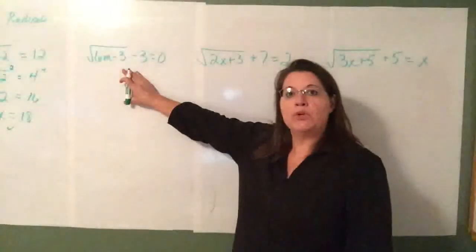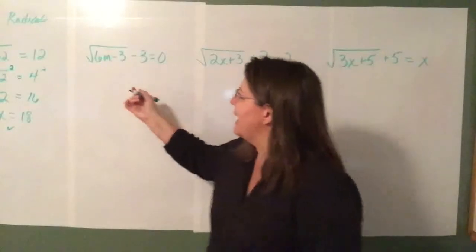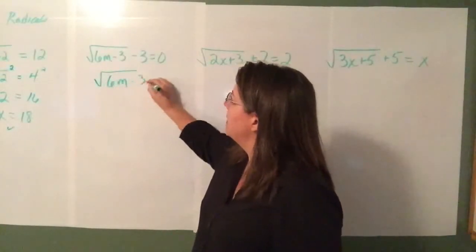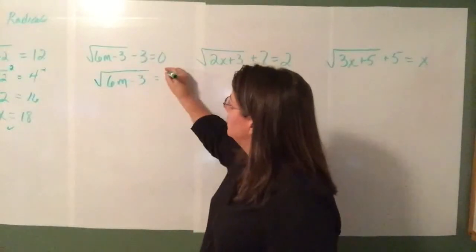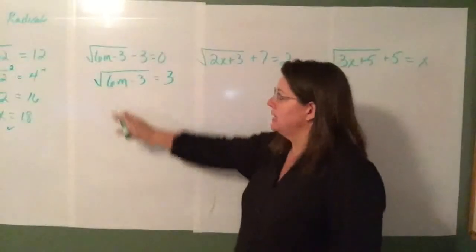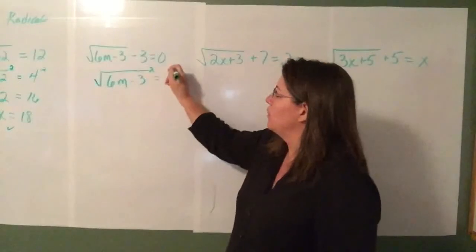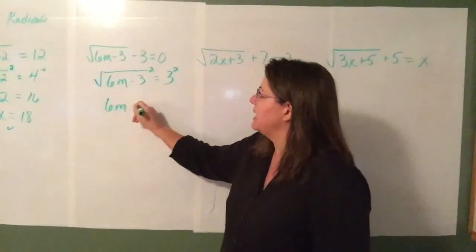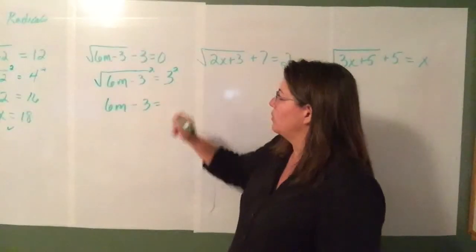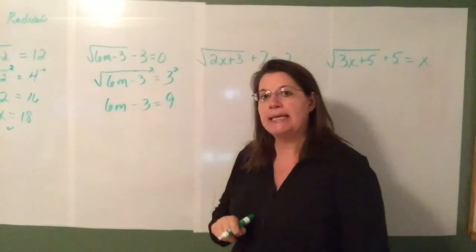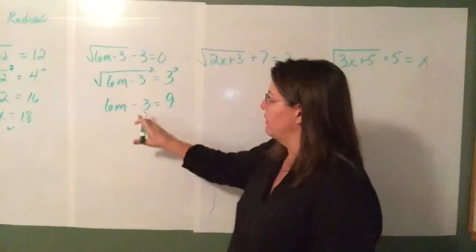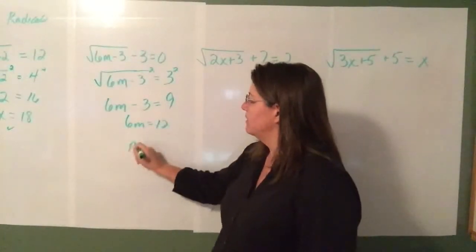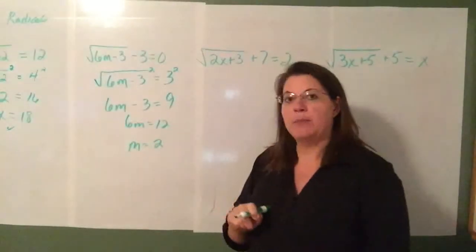In this one, in order to isolate the radical, I'm going to add 3 to the other side. That leaves me with the square root of 6m minus 3 equals 3. Then again, to get rid of the radical, I'm going to square both sides. When I square the left-hand side, I get 6m minus 3. When I square the right-hand side, I get 9. Then I have a simple equation to solve. I'm going to add 3, divide by 6. I end up with m equals 2.